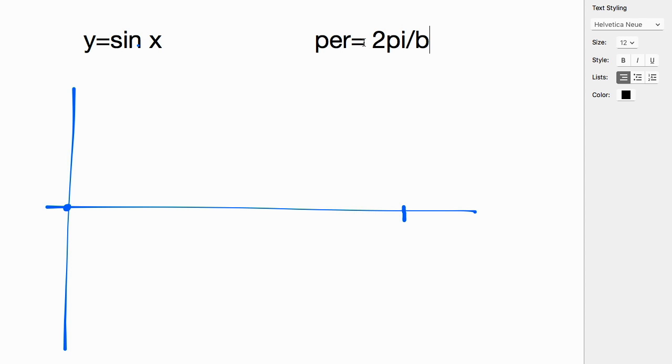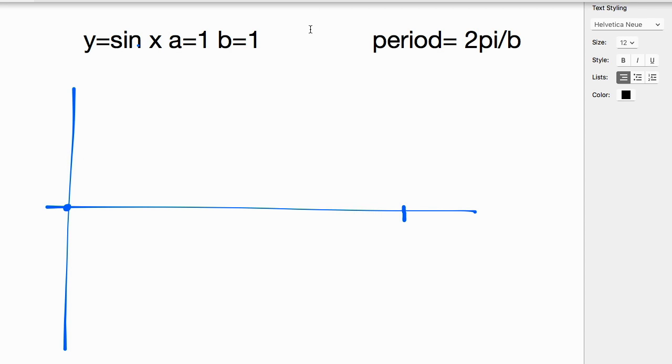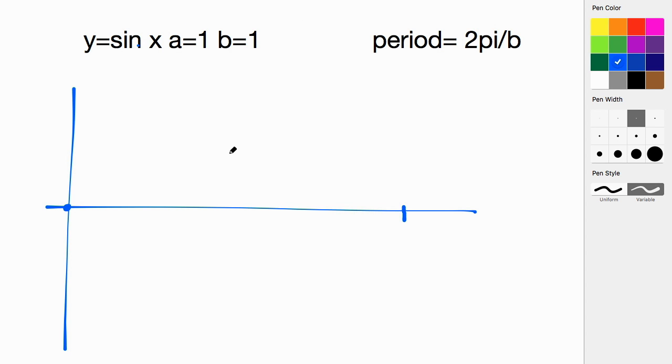In this case, the period is just 2 pi, because in our example here, a is 1 and b is also 1. So a equals 1 and b equals 1 as well. So we're going to come down here and we'll put those values in.